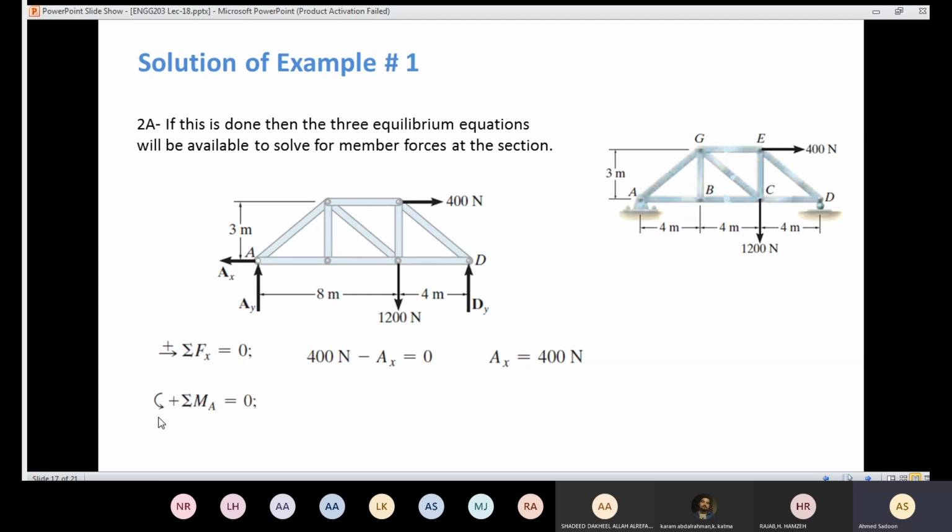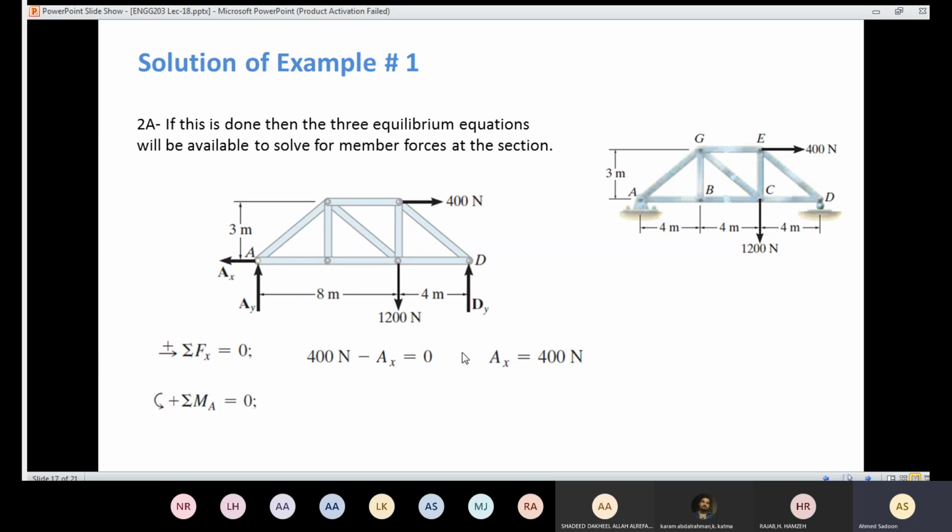So here we are going to take the moment about A. Here I'm going to eliminate AX and AY. I'm going to have only dy as the unknown force. Then I have that force is going to cause a moment. This one is going to cause a moment, and this one here is going to cause a moment.